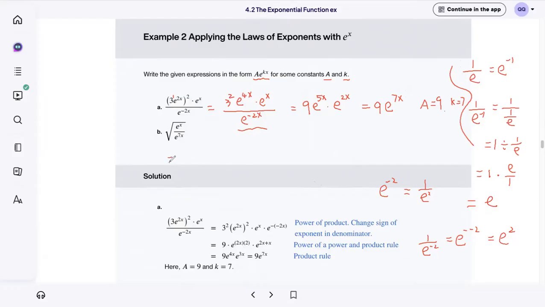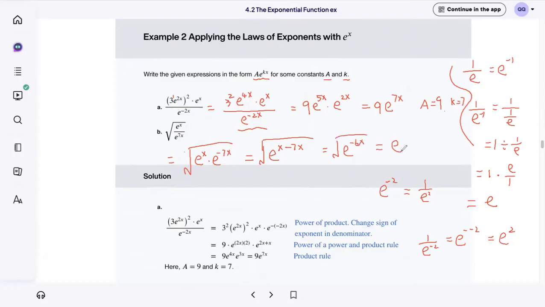Well, let's see b. B, everything raised by half, right? Remember, square root means half. So let's do the inside first. Inside, I have e raised by x times e raised by negative 7x, right? Because e raised by 7x in the denominator, I can write it as e raised by negative 7x in the numerator. That becomes e raised by x plus negative, that becomes minus. So that's the square root of e raised by negative 6x.